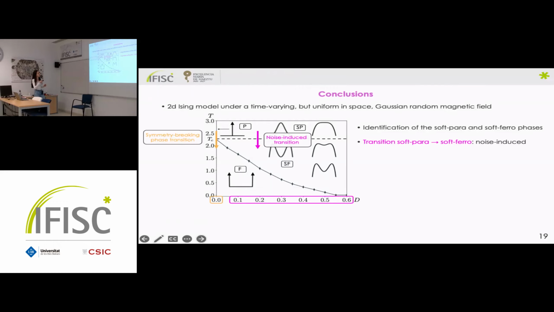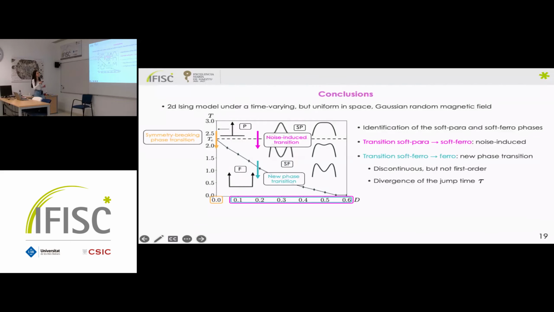We have seen that the usual symmetry breaking phase transition between a paramagnetic and the ferromagnetic phase of the field-free model transforms into a noise-induced transition between the soft para and the soft ferro phases. And this transition occurs at the same critical temperature of the field-free model. Then, at lower temperatures, we have seen that there is a new phase transition between the soft ferro and the ferro phases. We have seen that this transition is discontinuous, but is not first order, and instead it's characterized by a divergence of the jump time tau, that is the time needed for the system to escape from a completely ordered state of the magnetization.